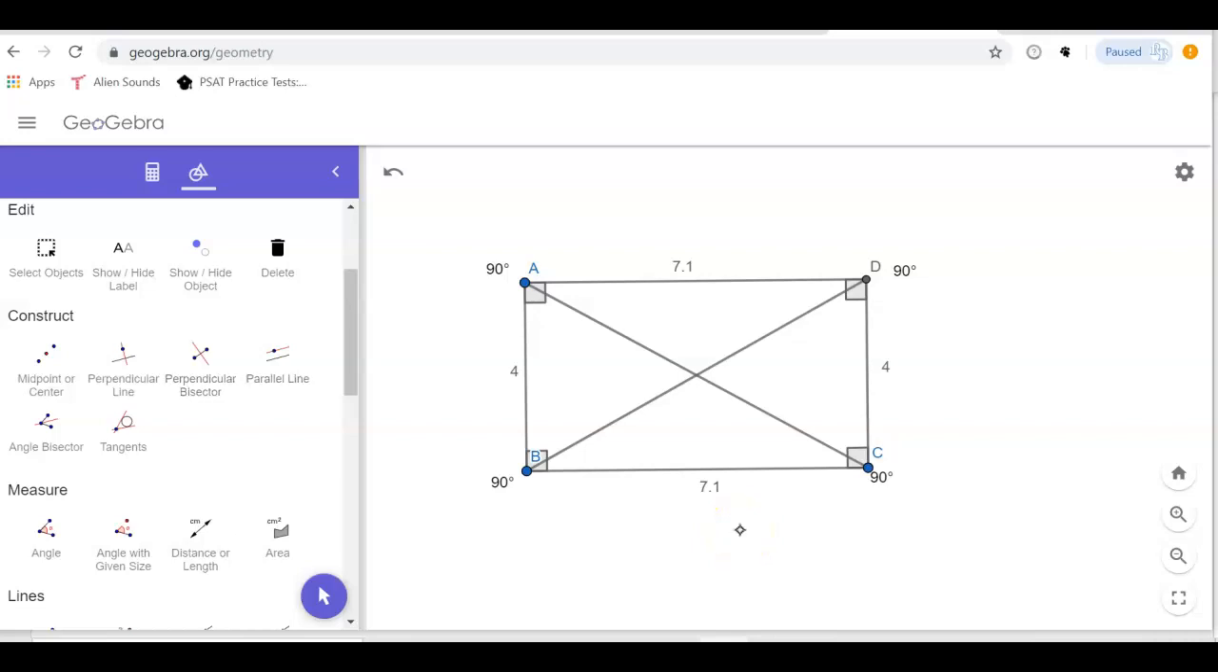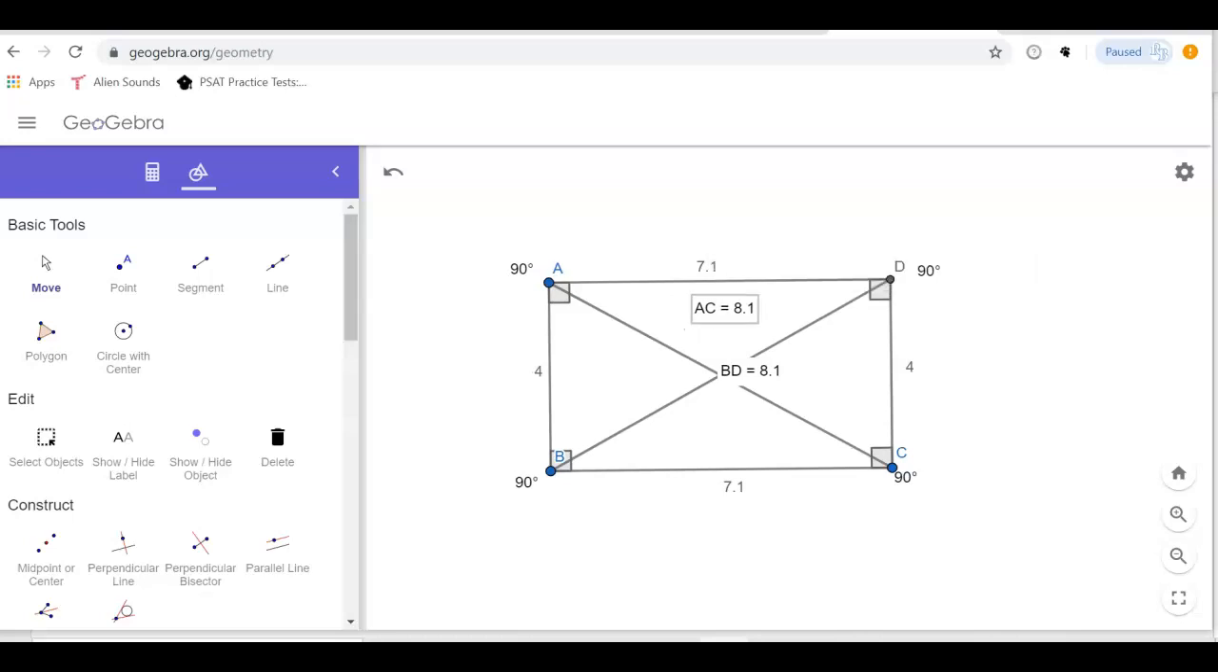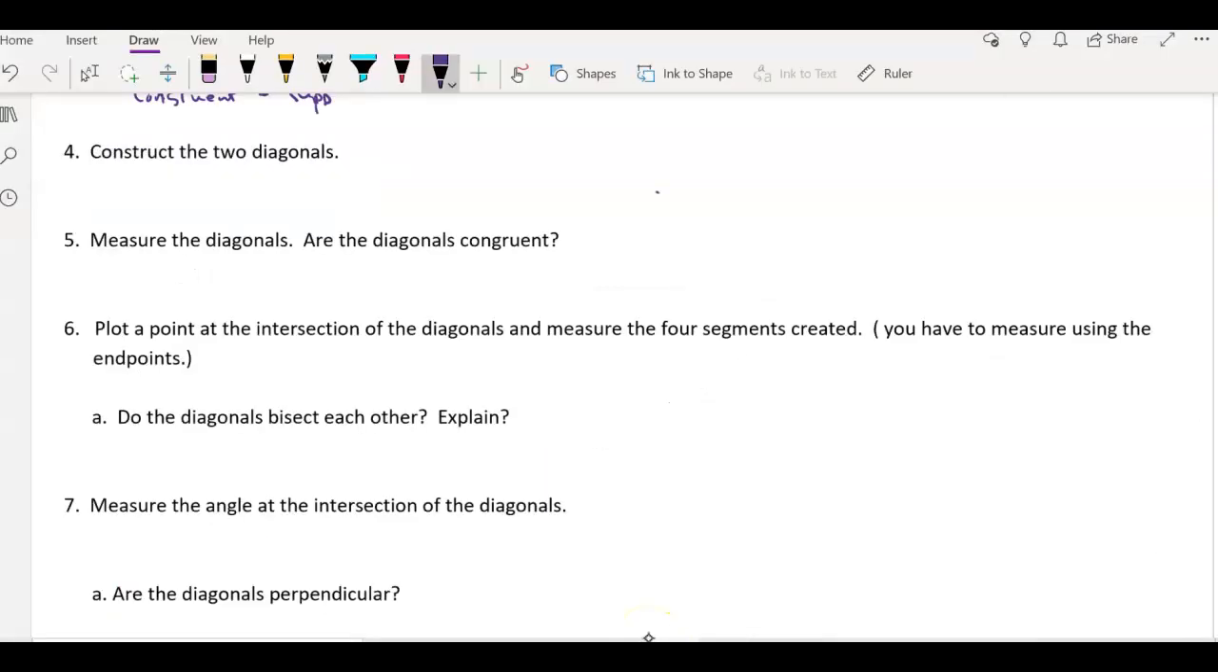So right away, if I measure the distance from here to here and here to here, what you notice right away is they tell us AC is 8.1 and BD is 8.1. So in this case, we can say that the diagonals are congruent.